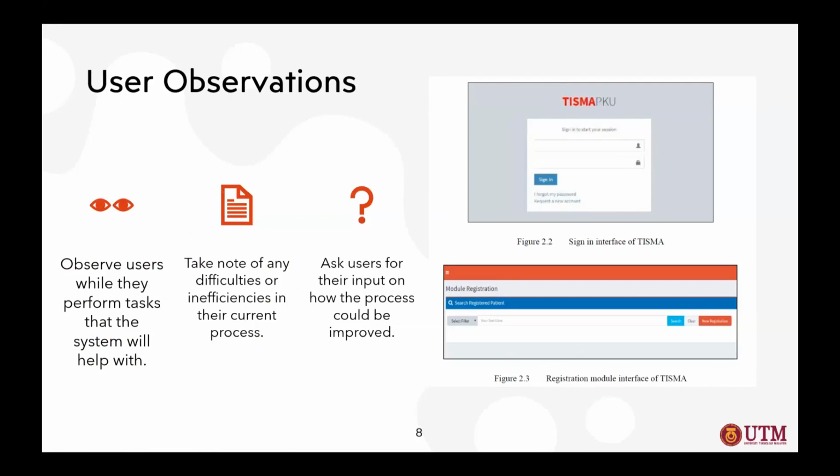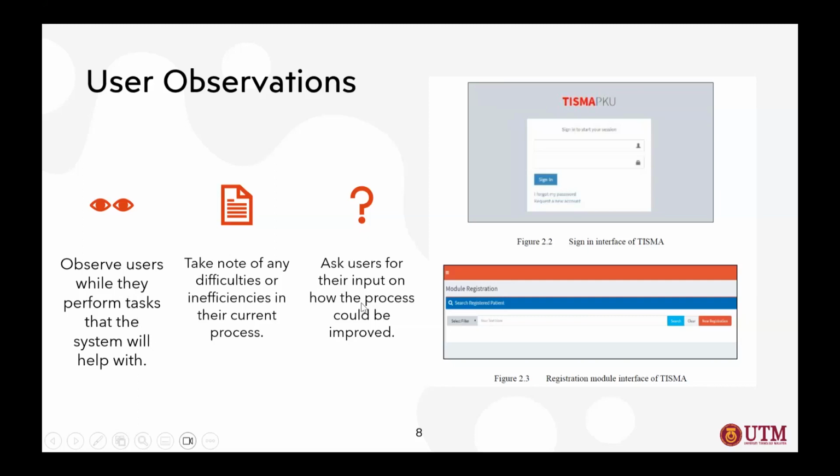Okay, so meaning that from the observation, you just look at how the staff manage the process. Just go there and look at how all the users involved take part in the process in the current system. So this one is actually from the observation. You will observe users while they perform tasks that the system will help with.